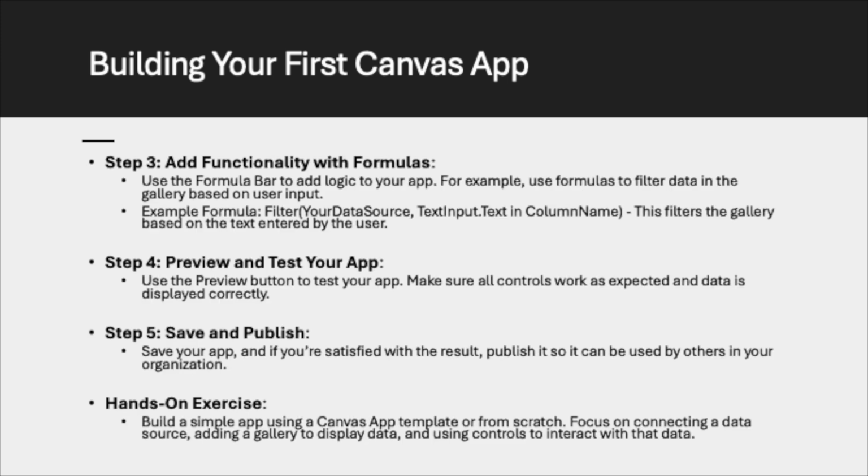Step 3. Add functionalities with formulas. Use the formula bar to add logic to your app. For example, use formulas to filter data in the gallery based on user input. One example formula for filtering is you use the Filter word, and inside brackets you provide your data source and give the text input dot text in column name. This filters the gallery based on the text entered by the user.